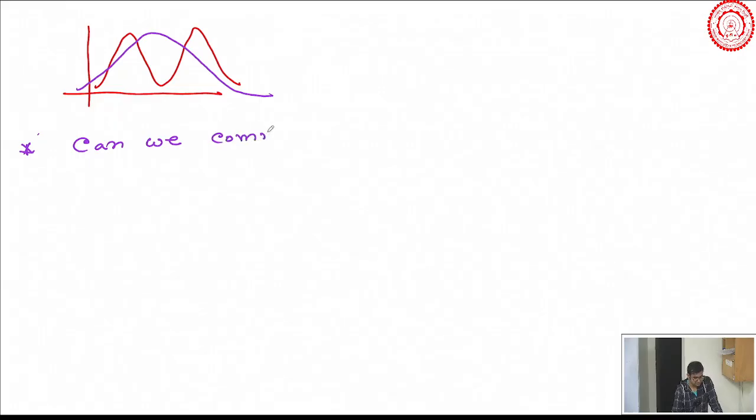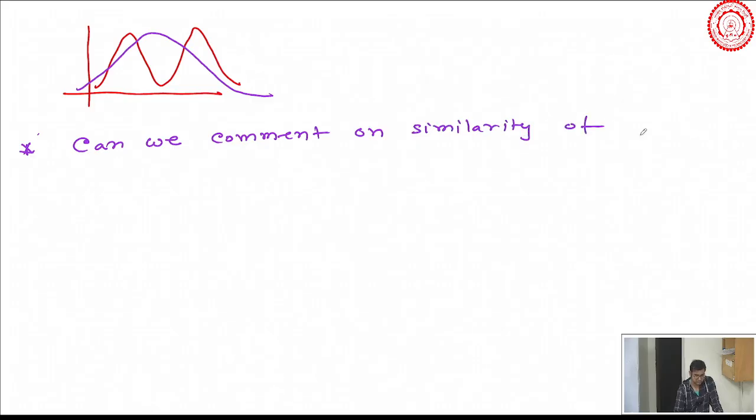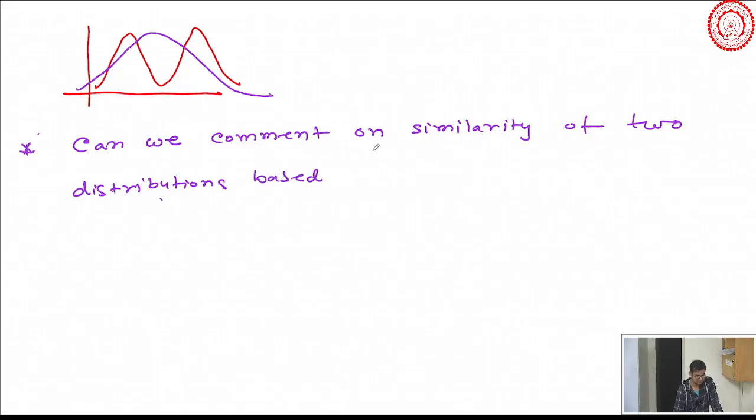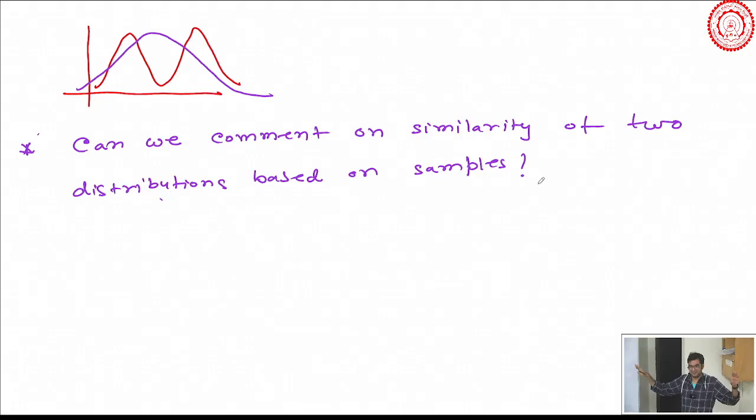comment on similarity of two distributions based on samples? Can we comment on similarity of two distributions based on samples? Samples available from both the distributions.